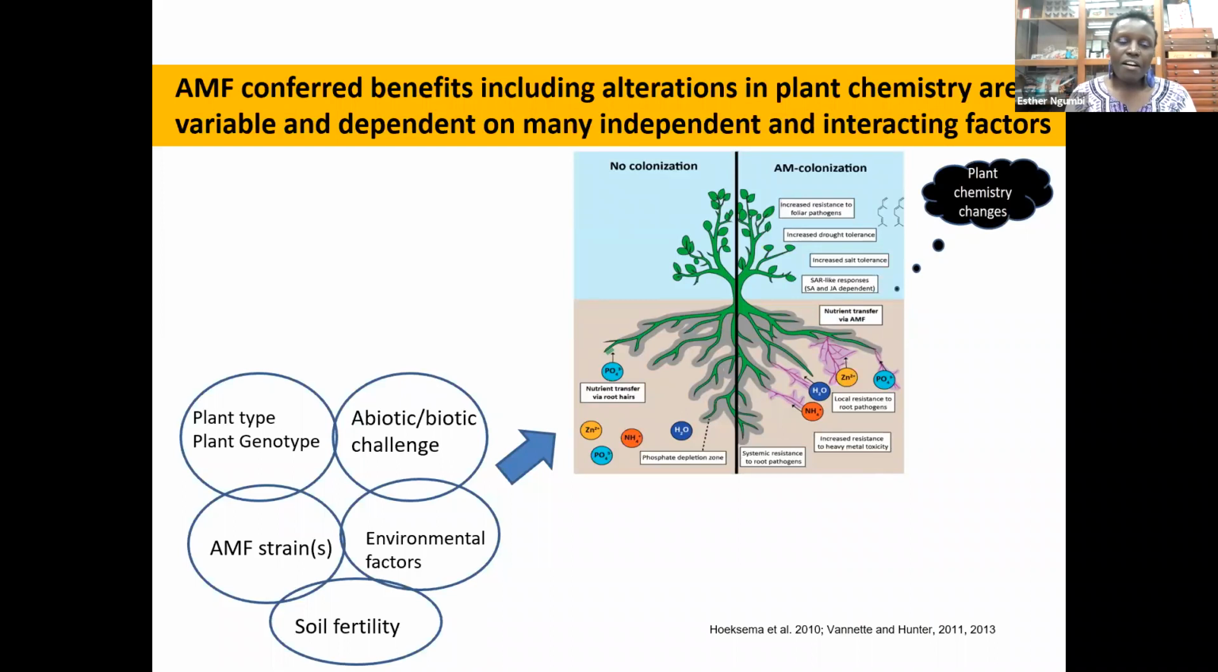But one of the real gaps that is evident once you look at the literature is that many of these conferred benefits, including alterations of plant chemistry, are very variable, and they are dependent on many independent as well as interacting factors, including the plant type, the genotype or variety of cultivar, the abiotic or biotic challenge that a plant is facing, the AMF strain that is used, as well as many environmental factors: temperature, water content, and importantly soil fertility. We know soil fertility is a big factor that can shape the outcome of mycorrhizal plant-insect interactions through altering the plant chemistry.